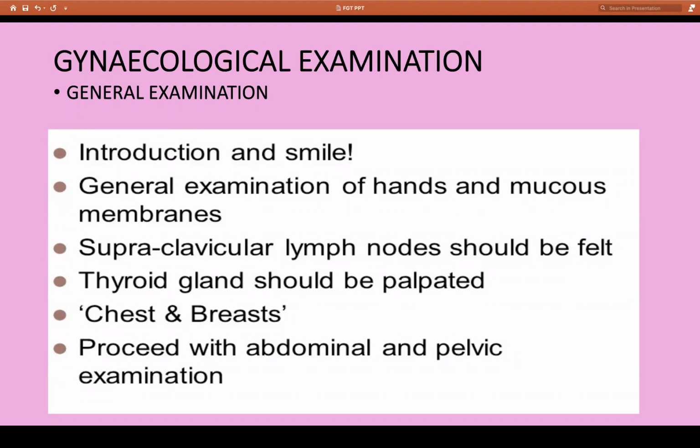Now, for gynecological examination, always ask the patient's permission for examination. Then take vitals and do a general physical examination: hands, mucous membrane for anemia, supraclavicular lymph nodes, the thyroid gland should be palpated, chest, breast, and then proceed to abdominal and pelvic examination.